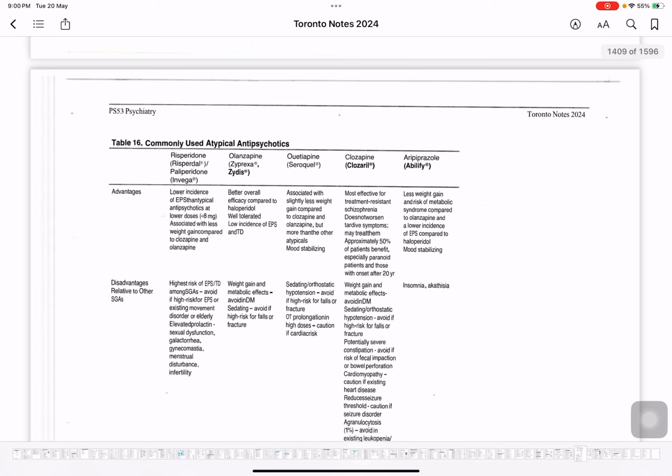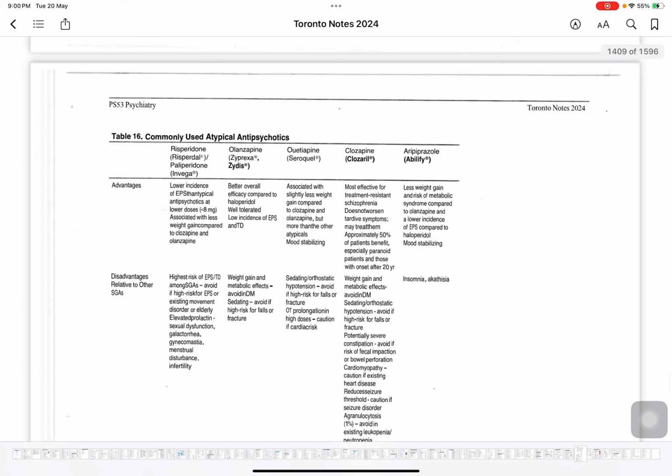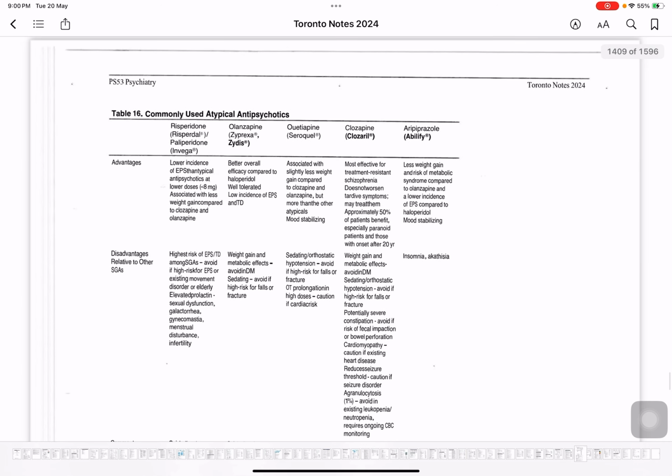Avoid if high risk of falls and fracture, QT prolongation at high doses, caution if cardiac risk. So with cardiac risk or QT prolongation, you don't have to use quetiapine. Excuse me. And similarly, like olanzapine, you don't use quetiapine in patients with high risk of fracture and falls. Now coming to clozapine.